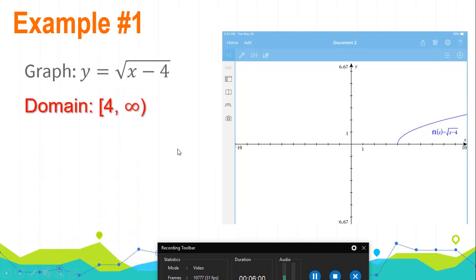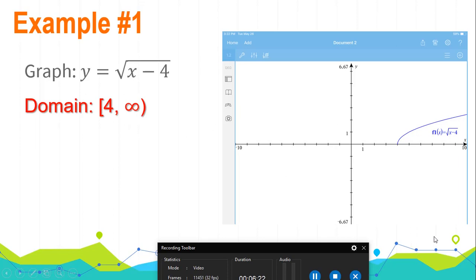Now that it's graphed, we can identify the domain. Remember, the domain travels along the x-axis and it represents the x values that are possible in your function. The graph does begin at 4, so we use the bracket to include 4, and then as we move further to the right, we can see that our graph will approach positive infinity.